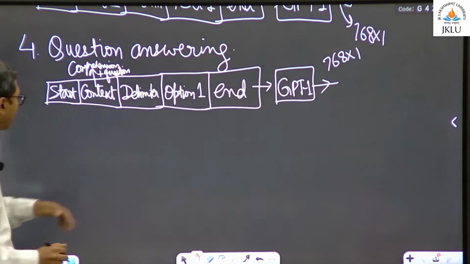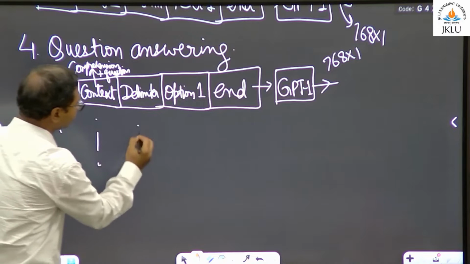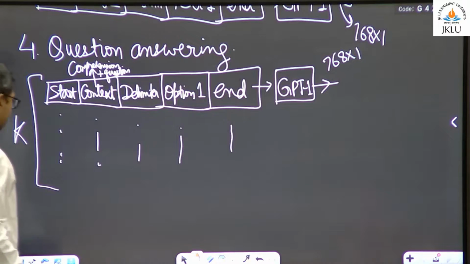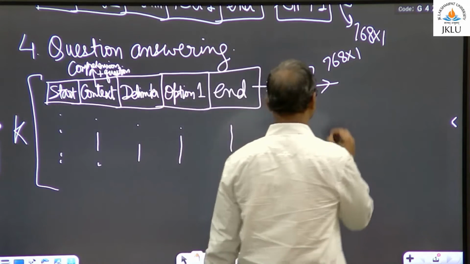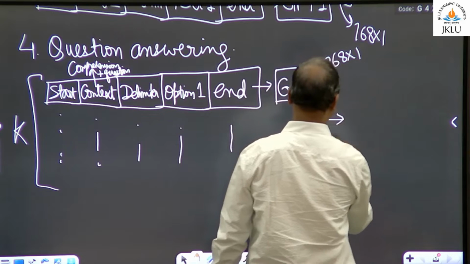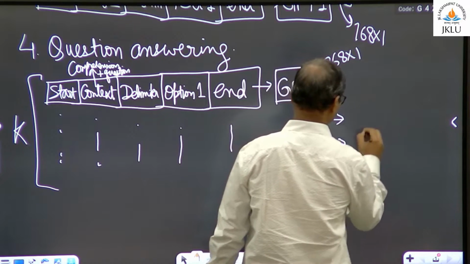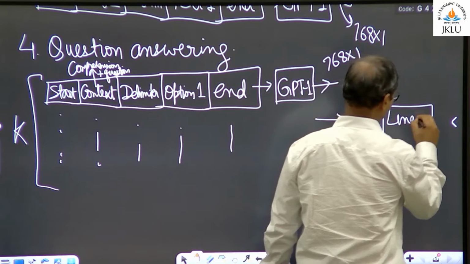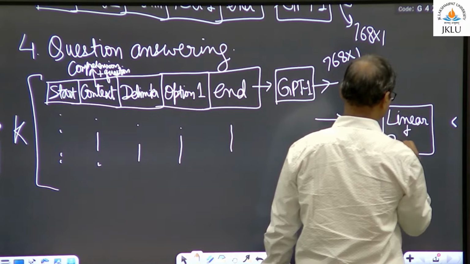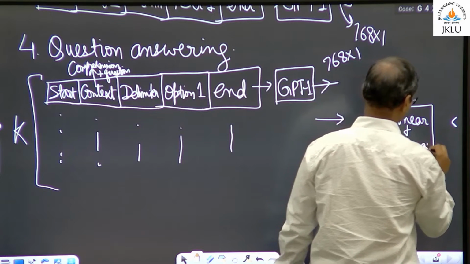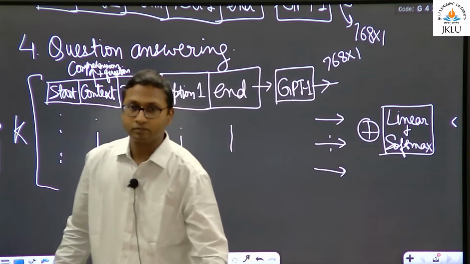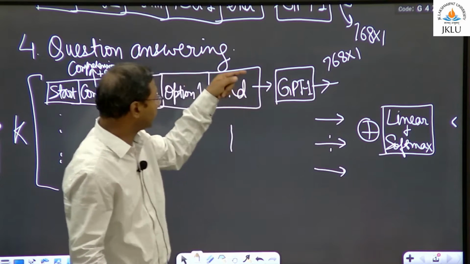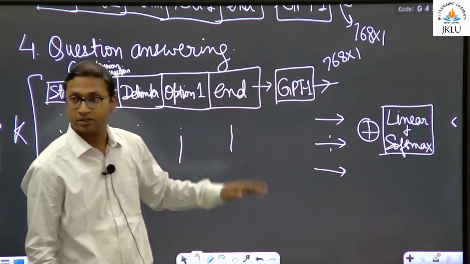How many options do you have? 4 or k in general. So you have k such things. What will you do with them? Take all of them, add, and give it to whom? Linear plus softmax. How many classes? So softmax is over k classes, because you have to give me one of these answers.